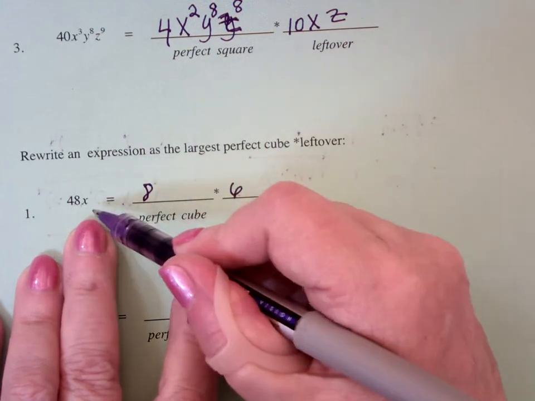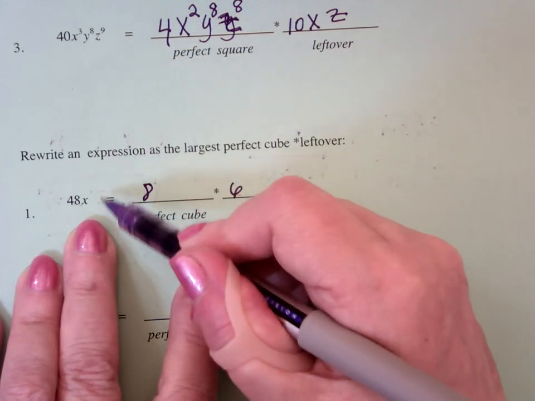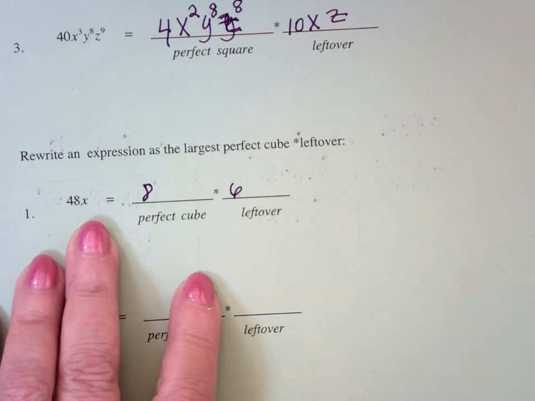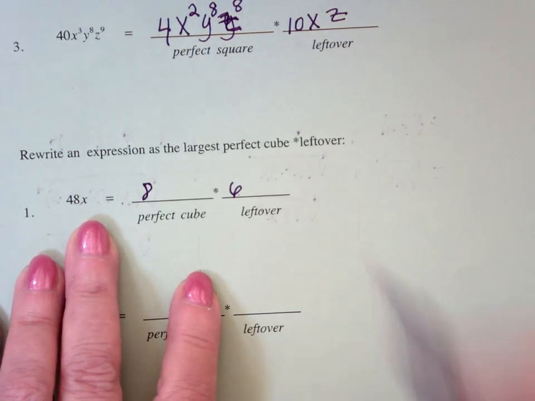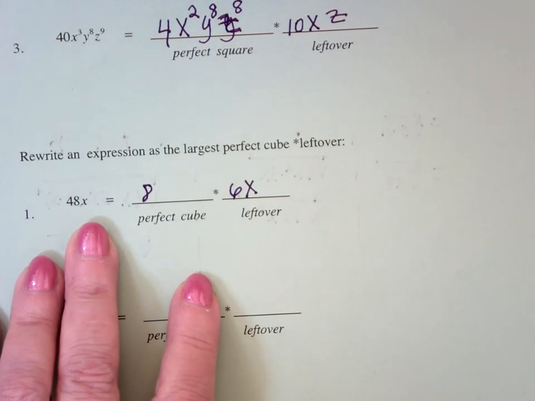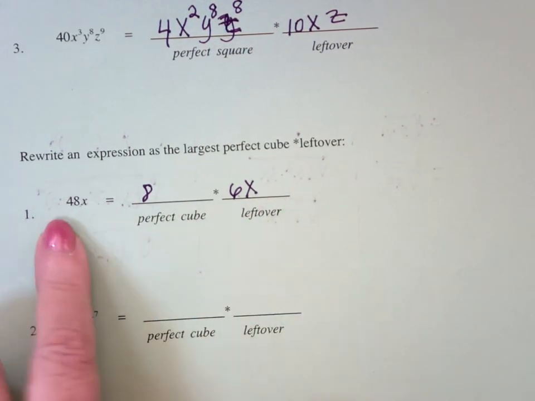Now I need multiples of 3 for the variables. Remember, I'm going to be taking the index, which is 3, dividing it into the exponent. So I'm looking for exponents that are divisible by 3. I have to have 3 of each letter in order to take 1 out. For every 3, I can remove 1. So there's only 1 x. And if I multiply these two together, I should get that.